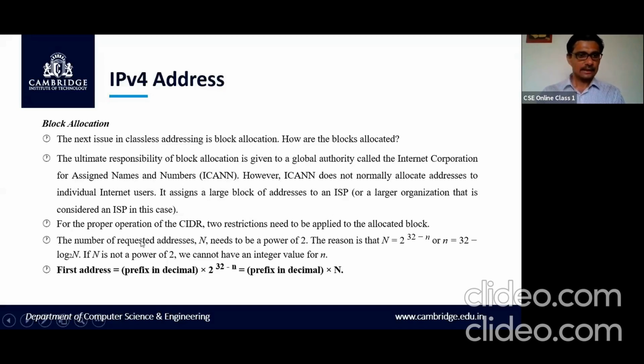Then the internet service provider will allot the block, where block means an organization. The number of requested addresses, n. Suppose an organization demands n addresses. Generally, n should be a power of 2 here.